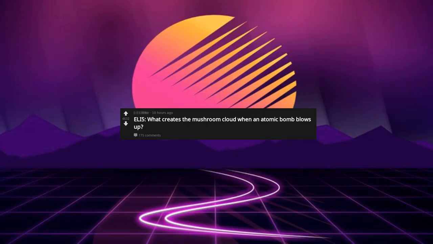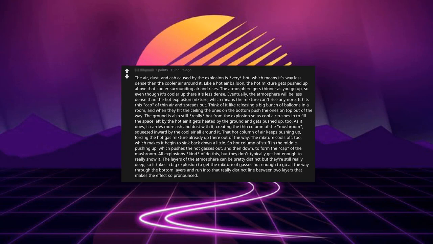ExplainLikeImFive. ELI5, what creates the mushroom cloud when an atomic bomb blows up? The air, dust, and ash caused by the explosion is very hot, which means it's way less dense than the cooler air around it. Like a hot air balloon, the hot mixture gets pushed up above the cooler surrounding air and rises. The atmosphere gets thinner as you go up, so even though it's cooler up there, it's less dense. Eventually, the atmosphere will be less dense than the hot explosion mixture, which means the mixture can't rise anymore. It hits this cap of thin air and spreads out.